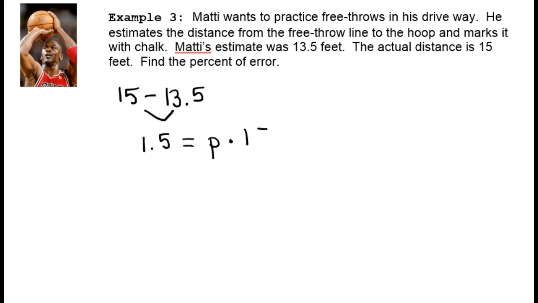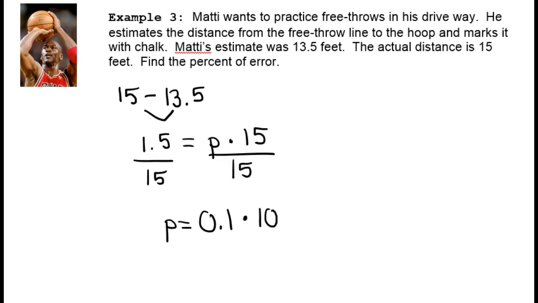So amount of error equals percent times whole. Whole is the actual amount, which is the 15 feet. Divide both sides by 15, and you'll get 0.1. To change a decimal to a percent, we multiply by 100. So that would be a 10% error, meaning Maddie's estimate versus the actual distance would be a 10% error.